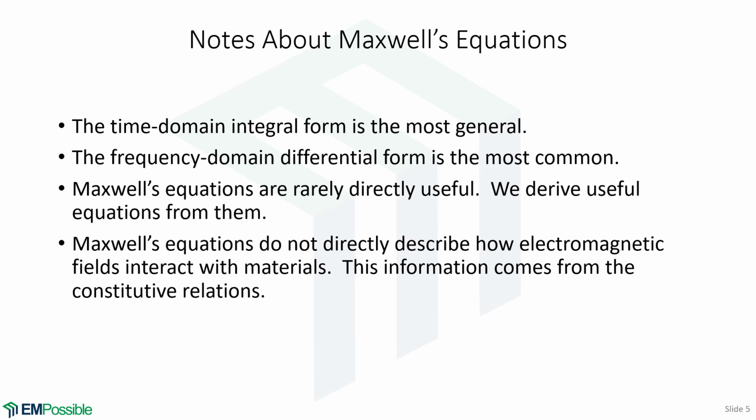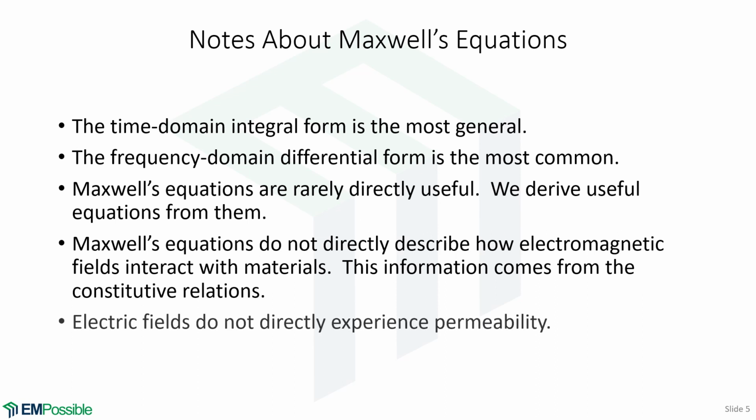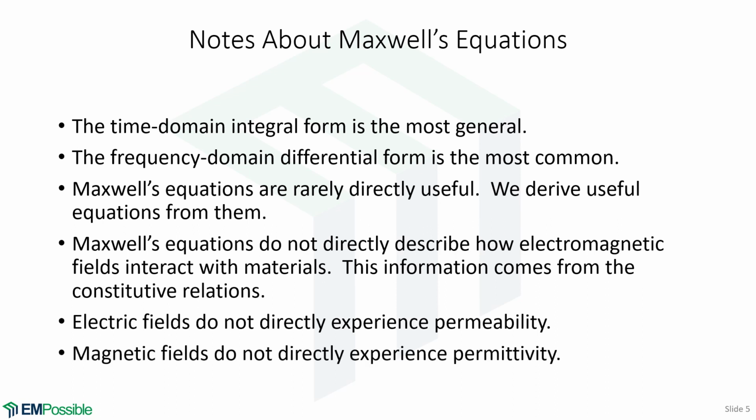Maxwell's equations do not directly describe how fields interact with matter. We saw that that came from these constitutive relations. And that's because the material property terms, permittivity and permeability, don't exist in Maxwell's equations. Another thing we could notice if we looked at Maxwell's equations is that the electric fields do not directly experience permeability. The electric fields will only experience permeability indirectly through their coupling to the magnetic fields. Likewise, magnetic fields don't directly experience permittivity. The magnetic fields only indirectly feel that through the coupling to the electric fields.